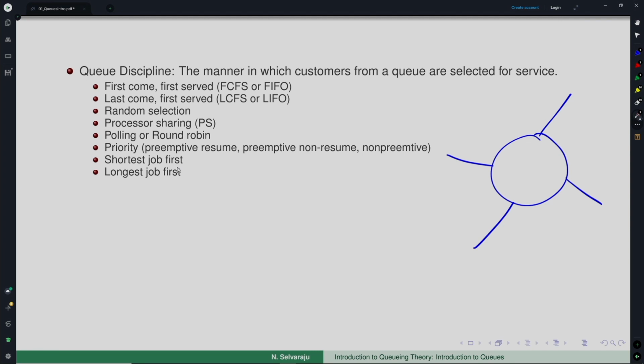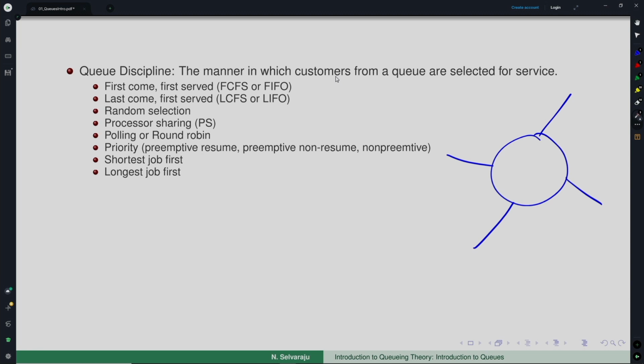So, the service requirement, or the longest job first. There could be many different kinds of things that you meet, but as we said, the most common one was this first come first serve. That is what we would see, but there are others depending upon the application that you need.